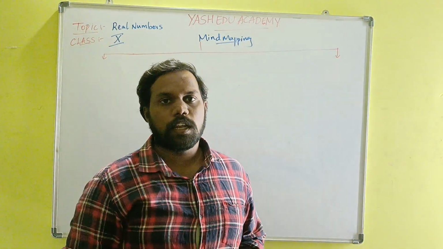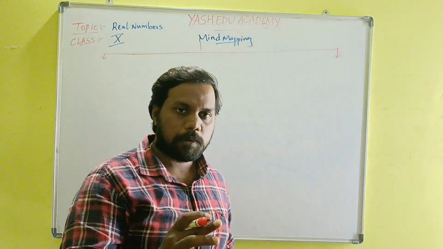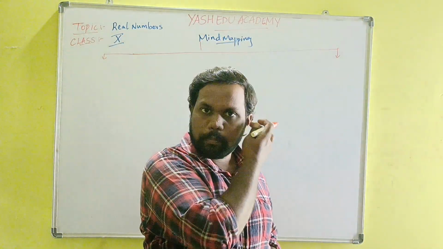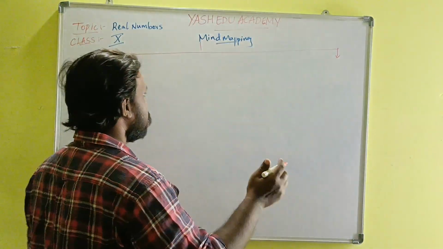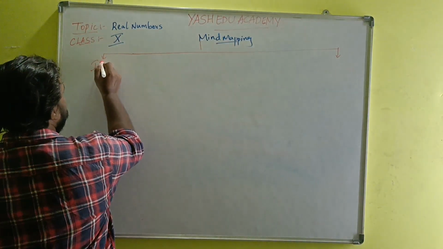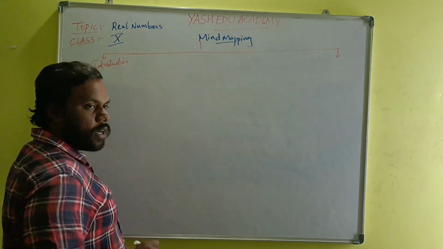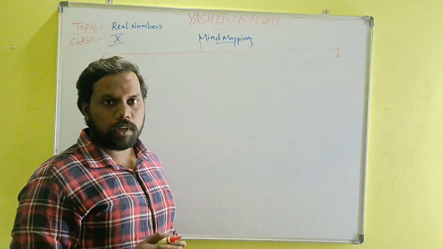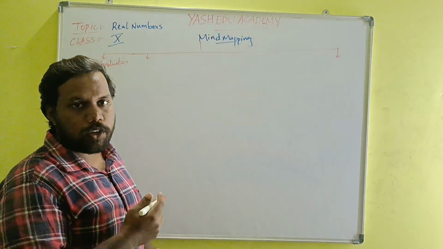In this real numbers chapter we'll have a mind map. Each and every chapter will have an individual mind map. So let us see this. First one, introduction. Every chapter's introduction is common. Introduction will be there, and after the introduction, the main topics start.